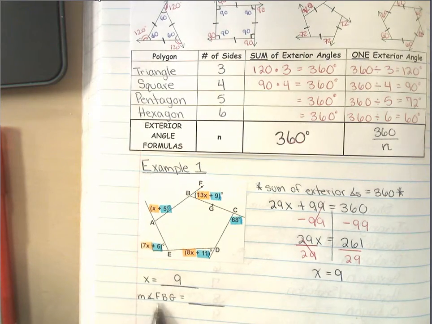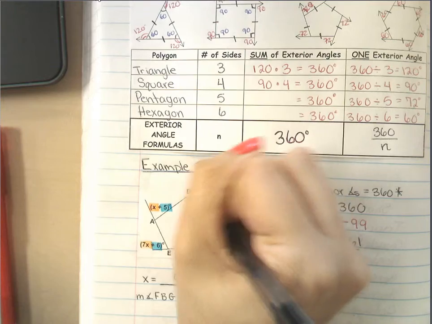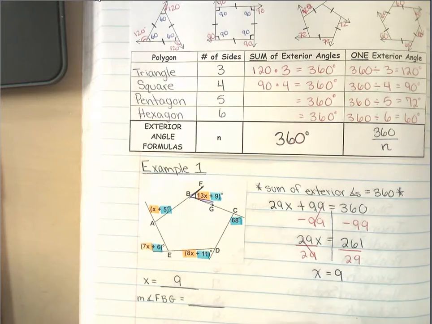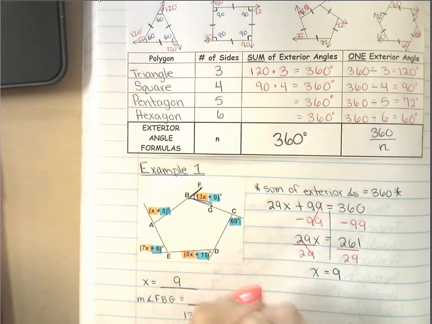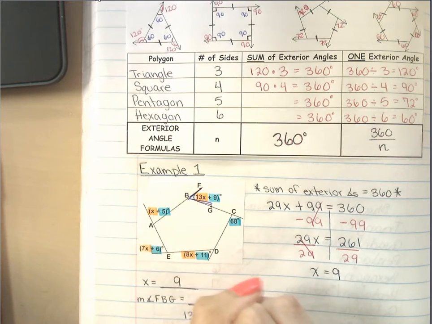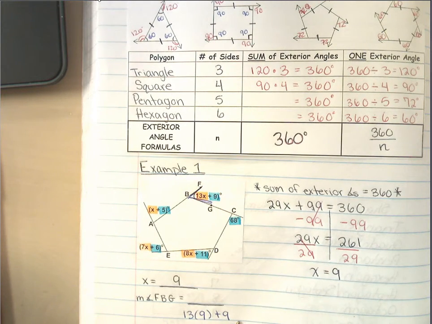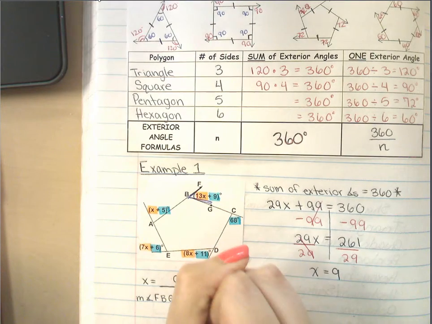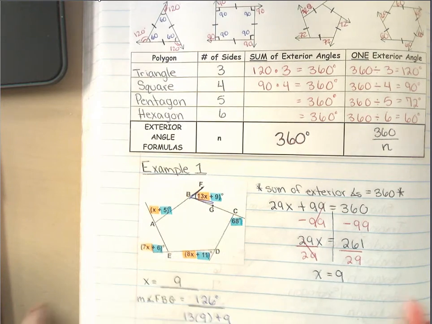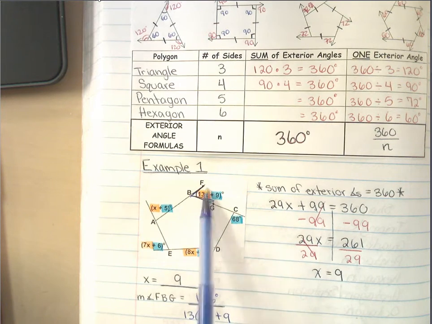They're also asking me to find the measurement of angle FBG. So angle FBG is this one right here. All I'm going to do now is plug into that expression, 13x plus 6. Instead of x, I'm plugging in that 9. So it's 13 times 9, and then you add 6 to that, and you get 126. That's 126 degrees. Pictures are not drawn to scale. That's why it looks like a very small angle, but it's 126.